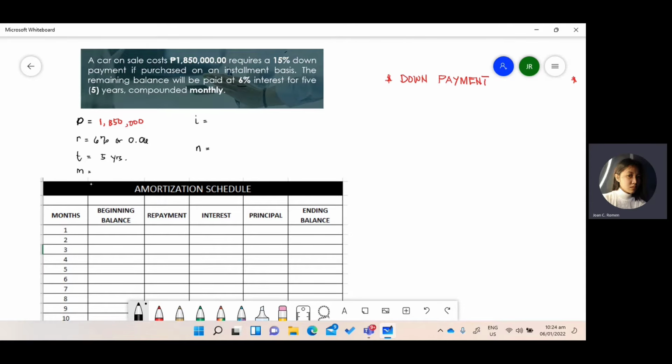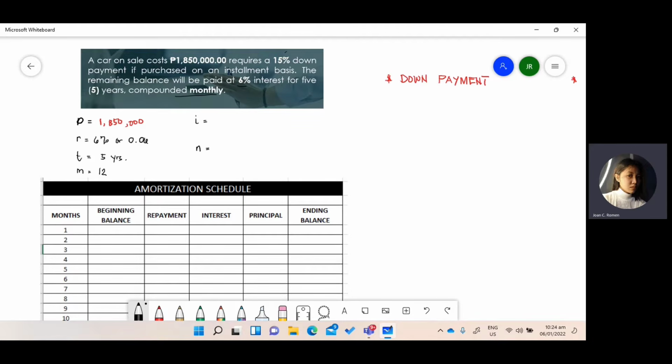And then, the value of M, since this is compounded monthly, ang M natin ay 12. If the amount is compounded monthly, ang value ng M natin is 12. If that is compounded quarterly, the value of M is 4. And if that is compounded semi-annually, ang M natin ay 2 and kapag annually, ang M natin ay 1. Again, M is the number of compounding periods per year. So, ilang beses siyang tutubo sa loob ng isang taon.